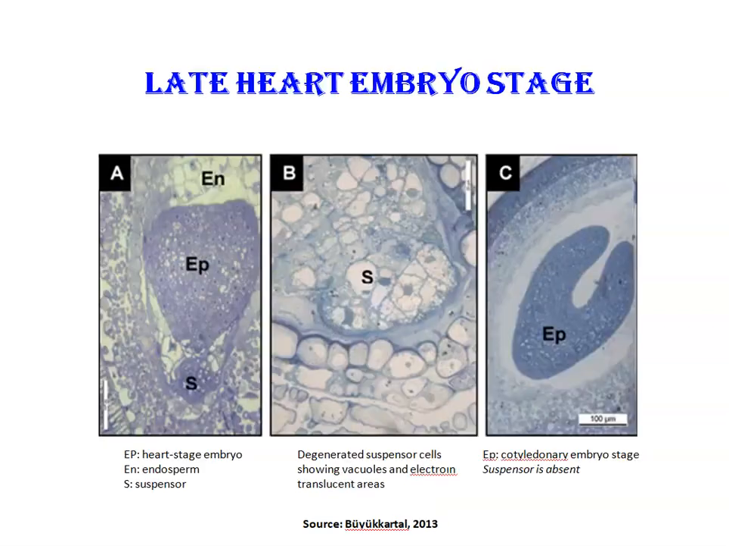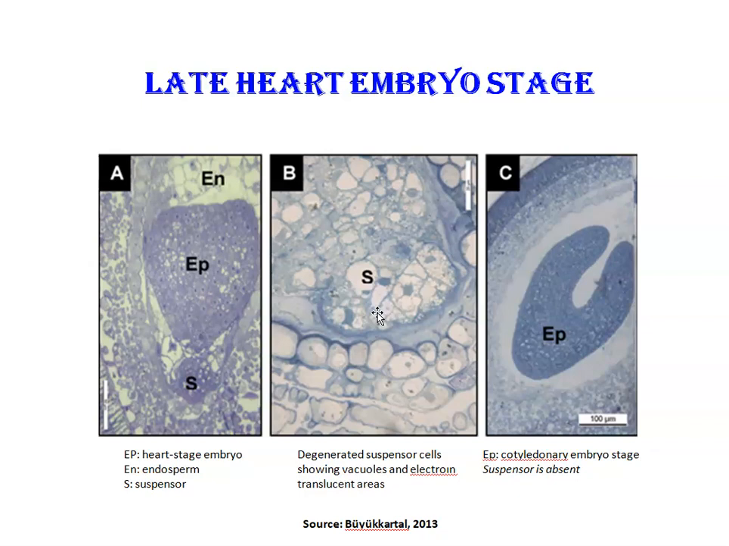Then at late heart embryo stage, you can see here the embryo, suspensor cell, and endosperm. At this stage, the suspensor cells are highly vacuolated and protrude beyond the inner integument. It continued to grow toward the micropyle, toward this side, right? But it never grew beyond the outer integument of the seed coat.